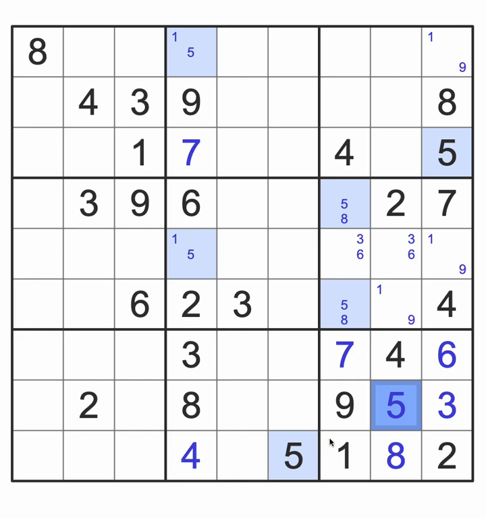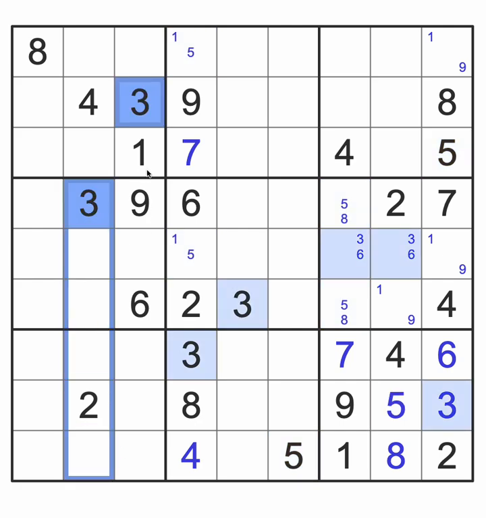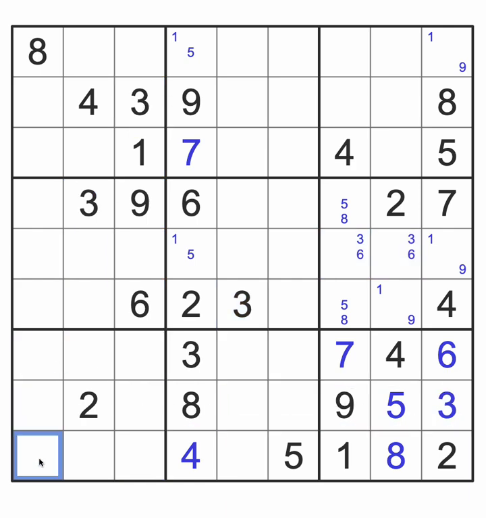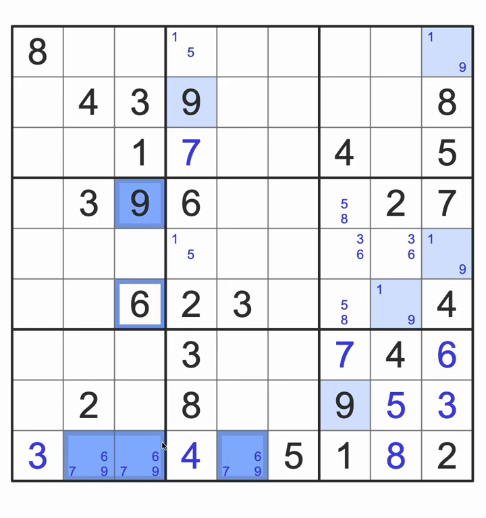Okay, let's move on. I can place 3 in box 7. This 3 blocks like this. This 3 blocks like this. This 3 blocks like this. And this 3 blocks like this. Gives me 3 here. And what's the other one? 6, 7, 9. Okay. So now these 3 cells will be 6, 7, 9. But here's 6 and 9, which blocks this cell. Gives me 7 and 6, 9 double.